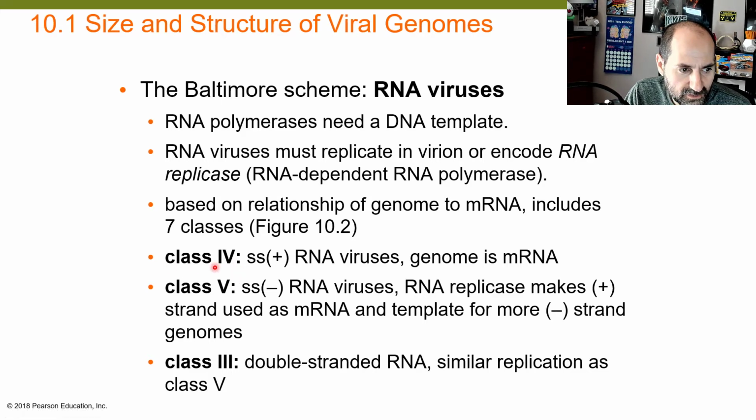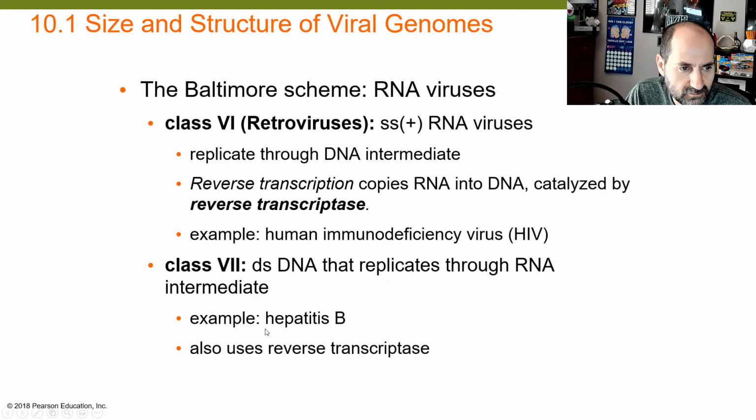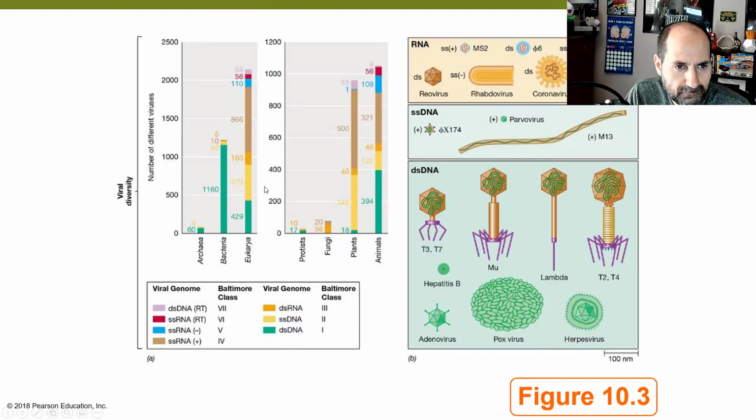What else? Oh, you should know that Class 4, these are the single-strand positive RNA viruses. Remember, their genome can be used as mRNA. But you should know that Class 5, these are the negative strand single-strand viruses. Their genomes cannot be used as mRNA. And then you should know with the retroviruses, these require the enzyme reverse transcriptase, which is an RNA-dependent DNA polymerase. All right.